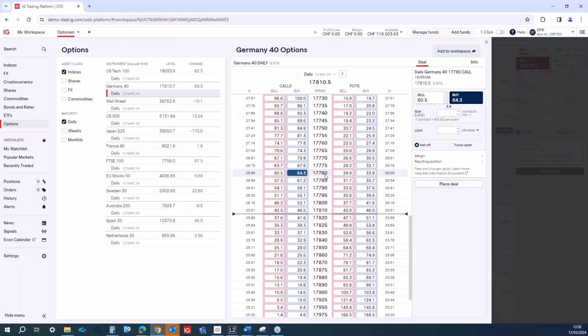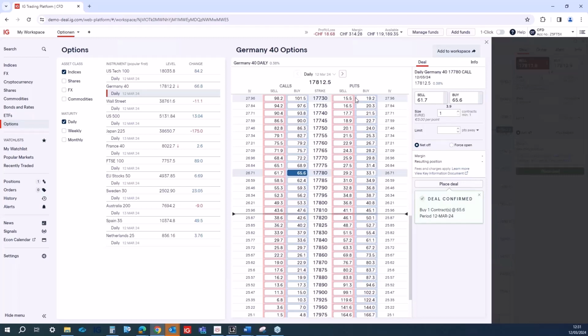I'm already in the money because I am buying the right to buy at a strike which is lower than the current market. For this, I would be paying per point 65 or 66 roughly in premium. Be careful, we have 5 per point as a standard, so if we have one contract, it's 5 times this premium that we would be paying. So let's place this first of all.